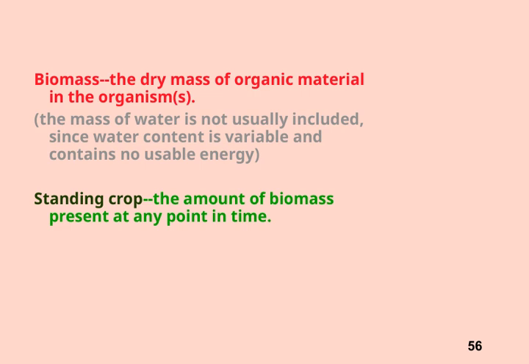This term describes the amount of biomass present at any given point in time. It's like taking a snapshot of how much organic material is stored in a particular area right now. Both concepts are central to understanding energy flow in ecosystems. Biomass gives us a measure of the stored energy potential, while standing crop helps us understand the current state of that energy storage. Together, they help us see how energy is accumulated and transferred across different parts of an ecosystem.